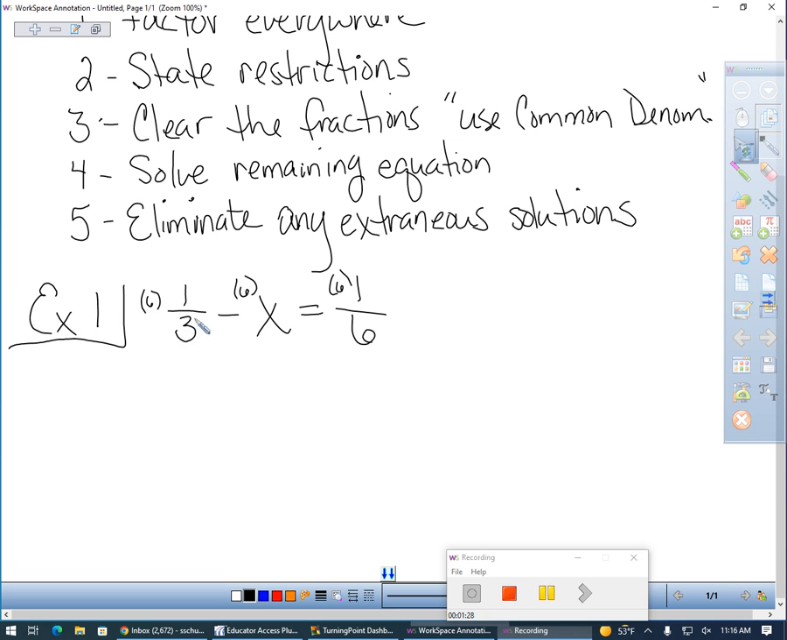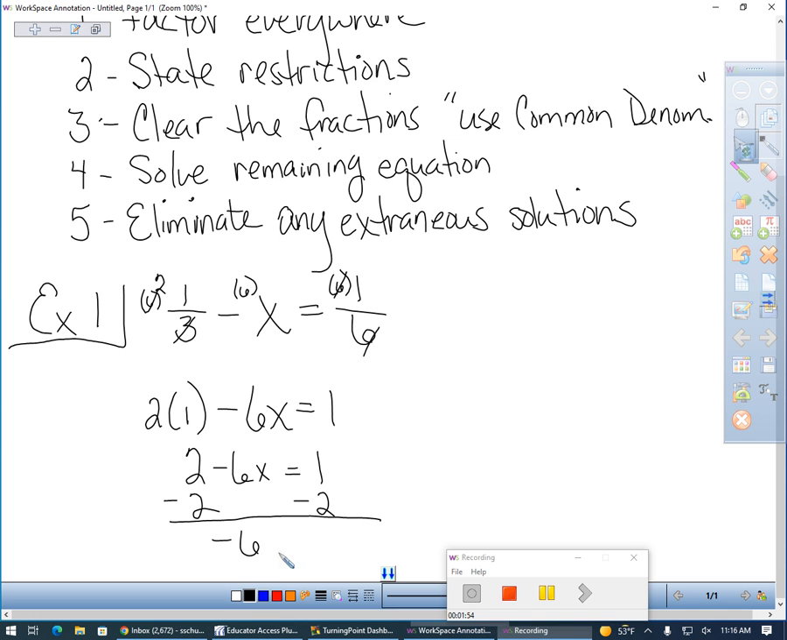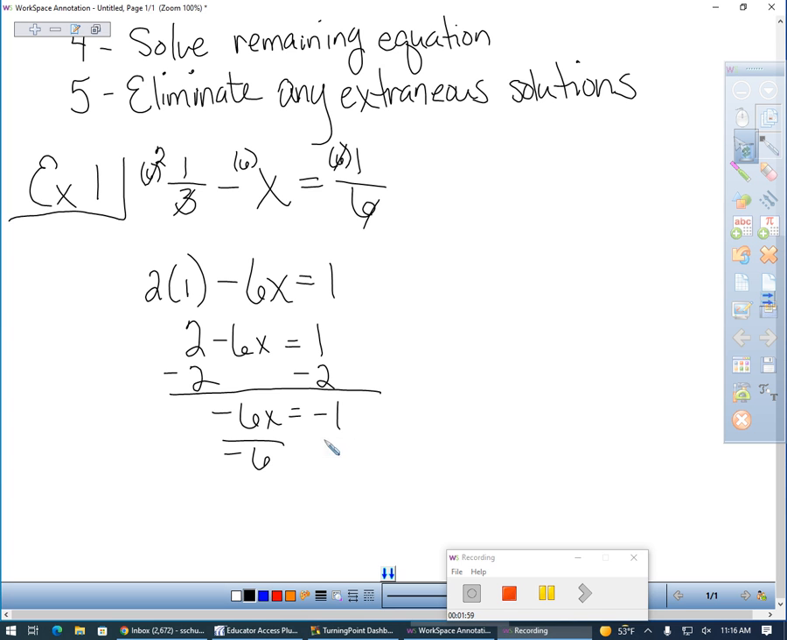In the first one, 3 goes into 6 twice. So we have 2 times 1 minus 6 times x, because there is no denominator, equals, and here our 6's will cancel, and we have 1. So this is 2 minus 6x equals 1. Subtracting 2 to the other side, we have negative 6x equals negative 1. And then dividing both sides by negative 6, we get x equals positive 1/6.